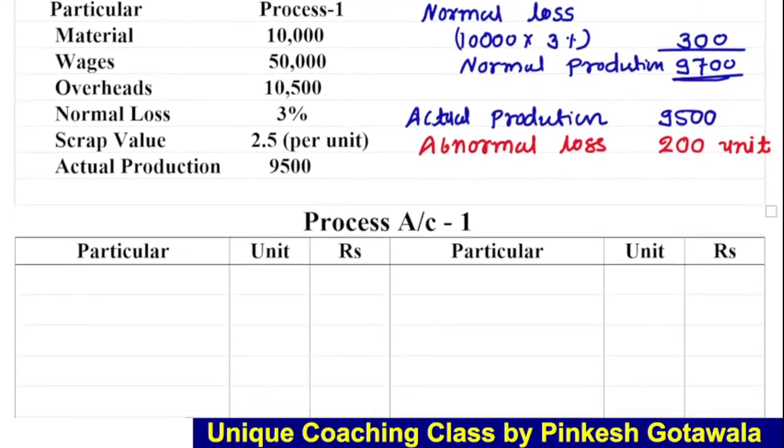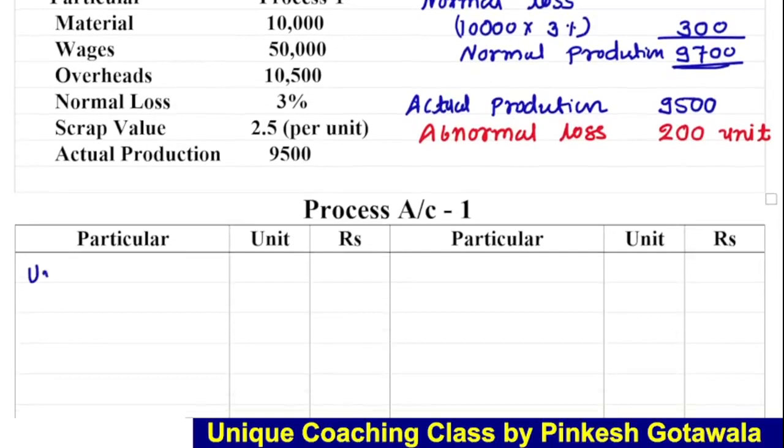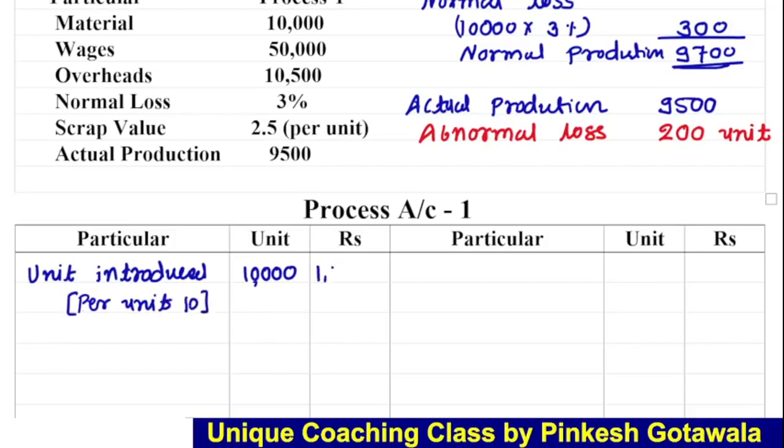Okay, so now let's prepare its account and understand how to give its effect. ચલો અપને account में effect આપીએ. First of all, here we introduce how many units? 10,000 units at rupees 10. So let's give effect. Units introduced 10,000 units, per unit 10. It means 1 lakh. Then expenses are given: material, wages and overheads.